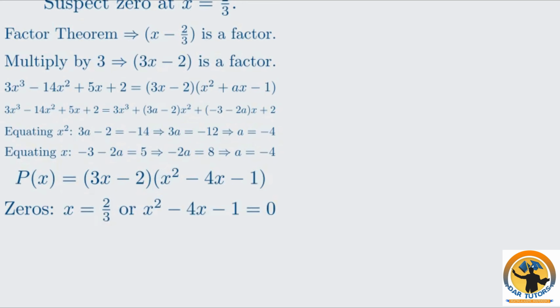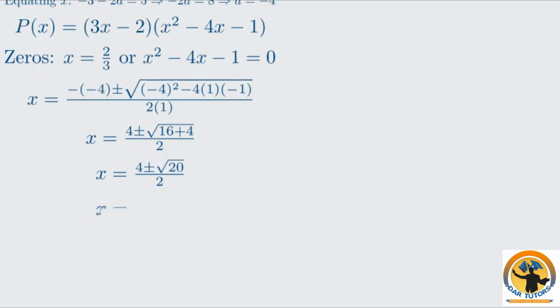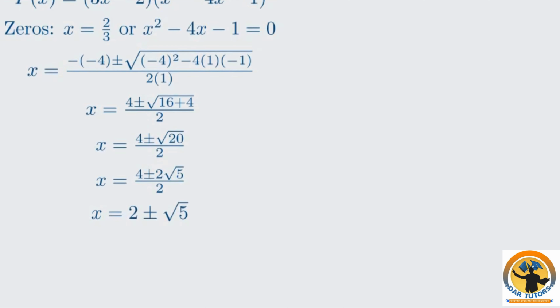To find the other two, we set the quadratic factor to 0 and use the quadratic formula. The quadratic formula gives us x equals 4 plus or minus the square root of 20 all over 2. This simplifies to 2 plus or minus the square root of 5. So the three exact zeros are 2/3, 2 plus the square root of 5, and 2 minus the square root of 5. This method is a powerful combination of graphical analysis and algebraic techniques, allowing us to find exact zeros even for complex polynomials.